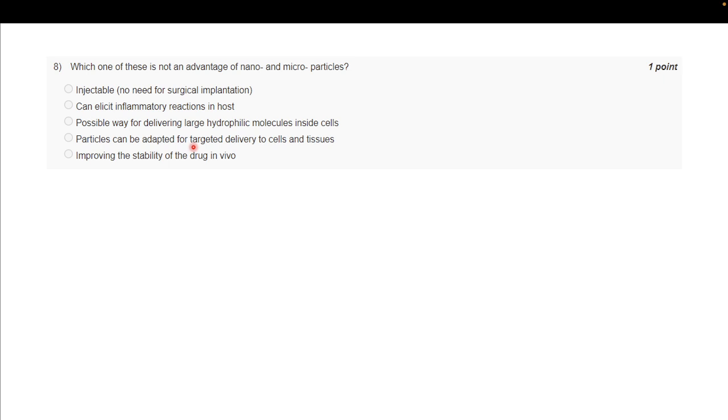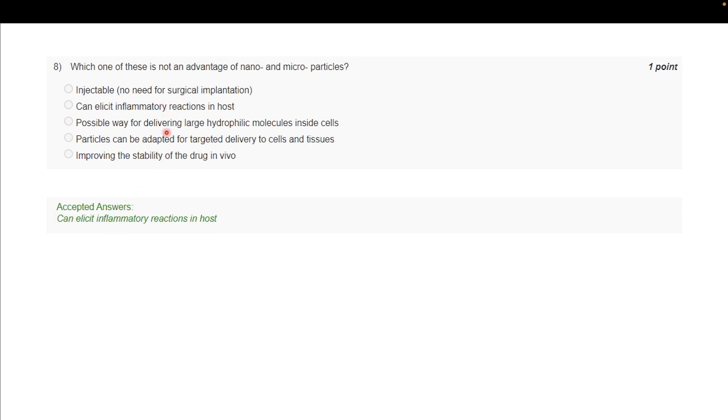The next is, which one of these is not an advantage of nano and microparticles? We have been talking about these particles a lot. So we have to select what is the disadvantage of these particles from amongst these options. Second option. The second is, it can elicit inflammatory reactions in host. Okay, anybody else? Thank you. I guess no response. Yeah, you are correct. The correct answer is can elicit inflammatory reactions in host.